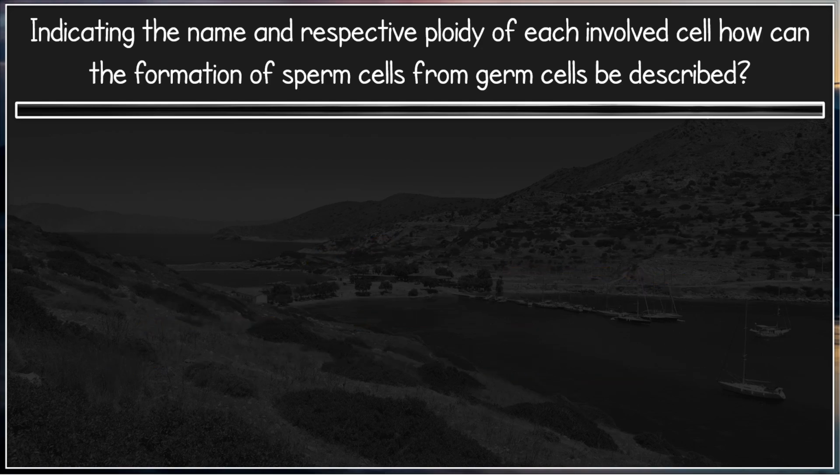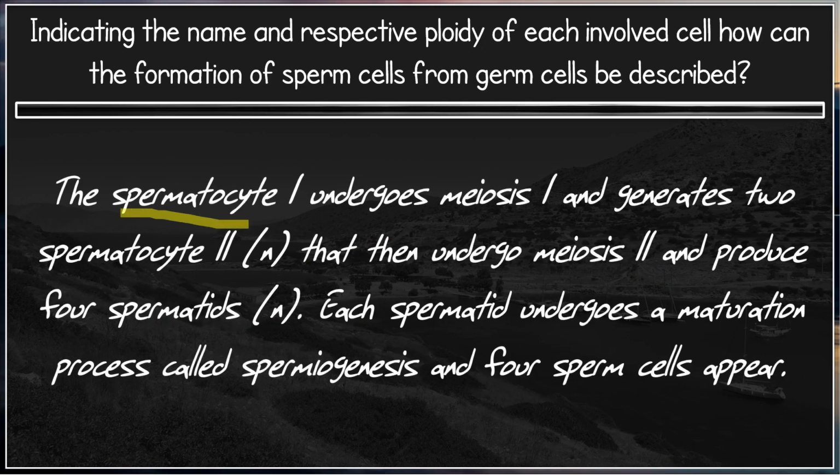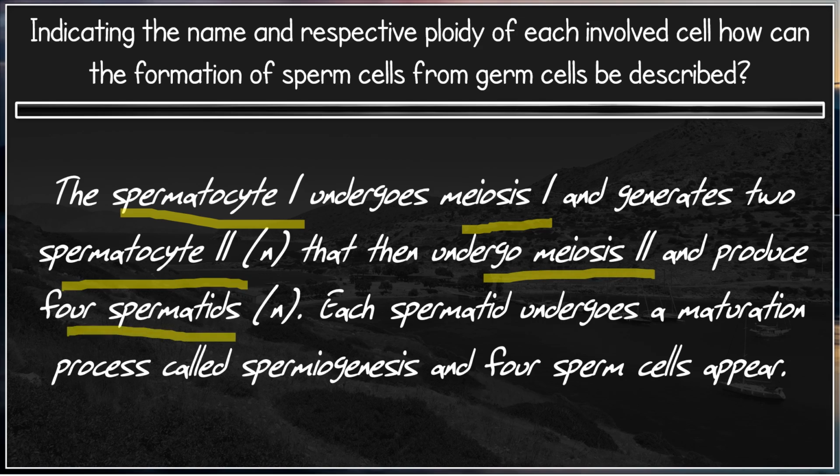The spermatocyte 1 undergoes meiosis 1, generating two spermatocyte 2, which are haploid. That then undergoes meiosis 2, producing 4 spermatids, which are haploid. Each spermatid undergoes maturation, a process called spermiogenesis. The first sperm cells appear.